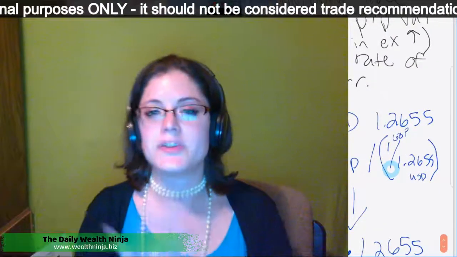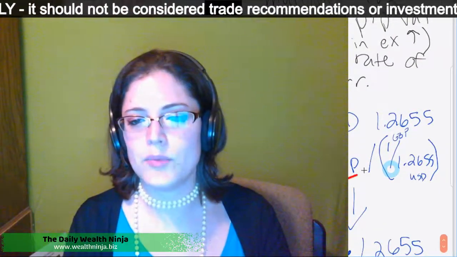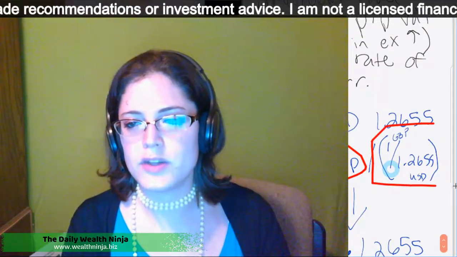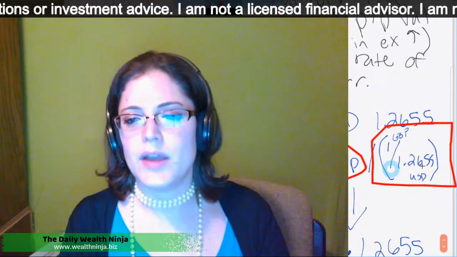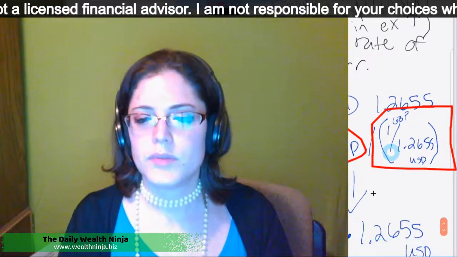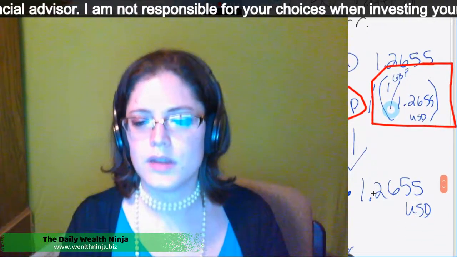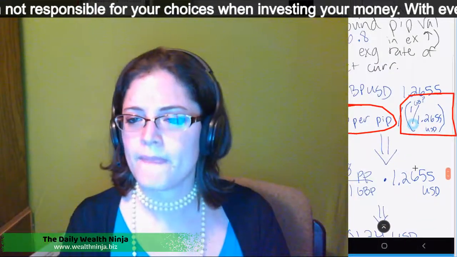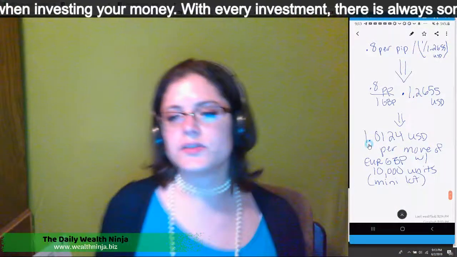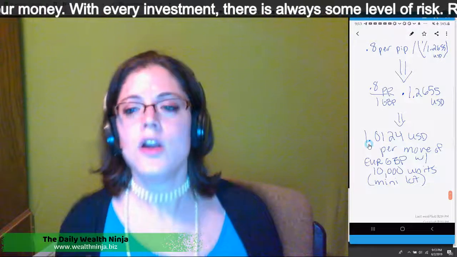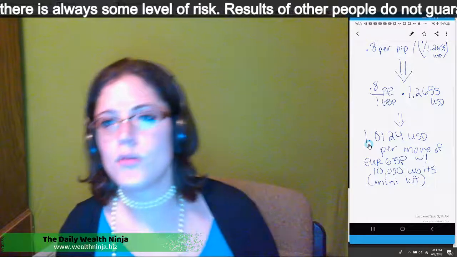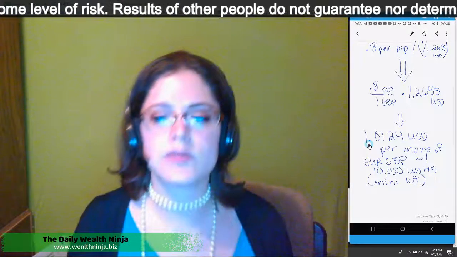Again, don't worry about the math, I'm just telling you how to get there. Just like before, I would take that 0.8 per pip change and multiply it by the exchange rate, which is 1 Great British Pound divided by 1.2655 US dollar. Following the math, that gives you 1.0124 US dollar per pip move of the Euro GBP pair if you are trading 10,000 units, or a mini lot.